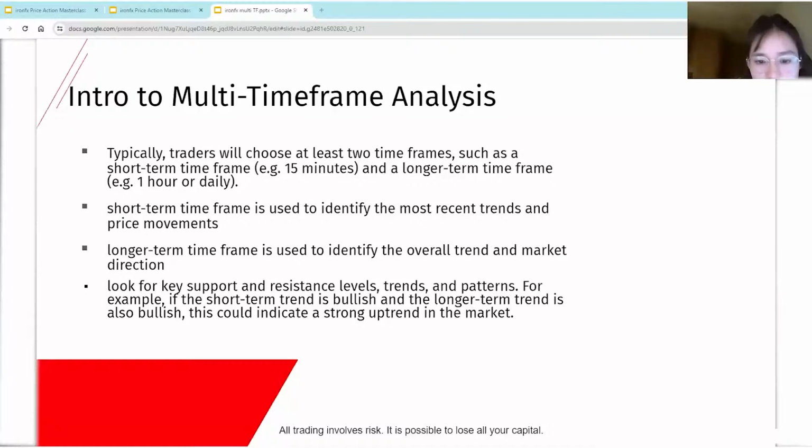How can I set Ichi? Okay, so let me get into that in a bit. But basically, we don't go below 15 minutes because the charts tend to be a little bit too messy on those time frames.